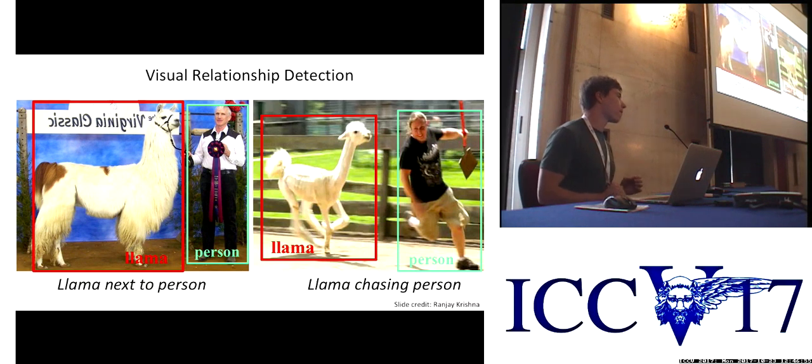So this brings us to our first task beyond object detection, which we call visual relationship detection. Given an image, can we detect not only the objects that appear in the image, but also the semantic relationships that those objects have with each other?